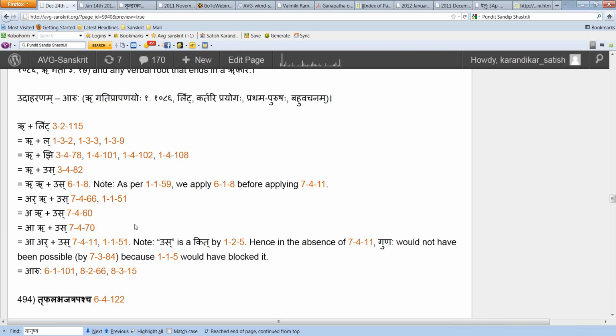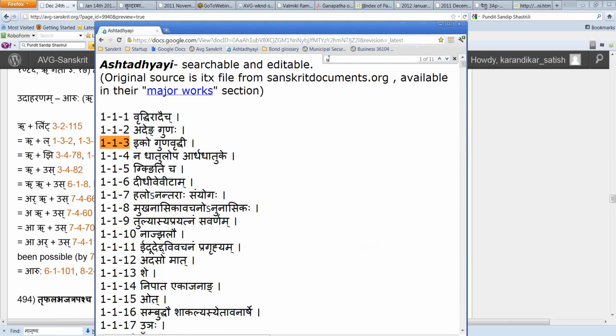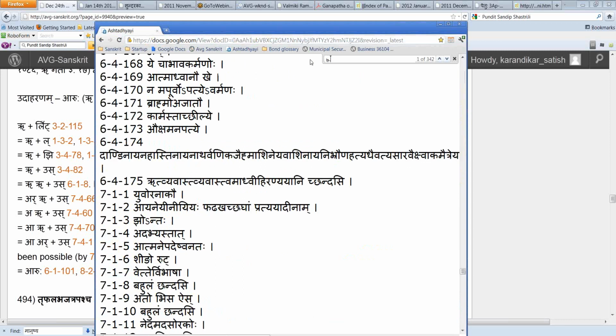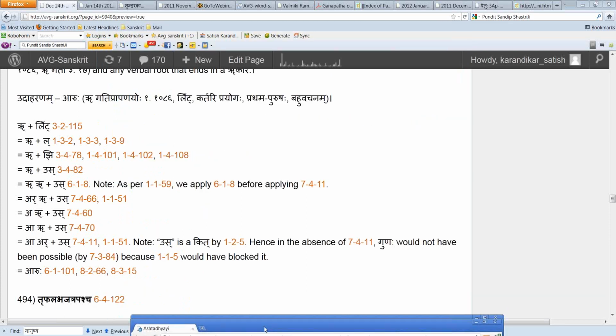And then Ata Adehe. The Rasvakaraha, if it's the Adi in the Abhyasa of lit, it takes the Dirgha Adesha, Ata Adehe. This is a Sutram which you have already seen, which has already been used. So 7, 4, 70, Ata Adehe. So the Adi Akaraha in the Abhyasa of lit takes the Dirgha Adesha. So we get A, Ru plus Us.